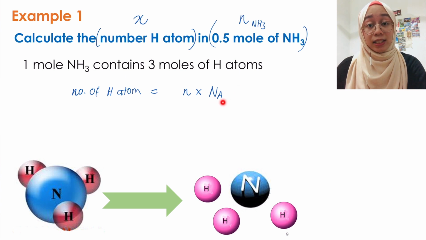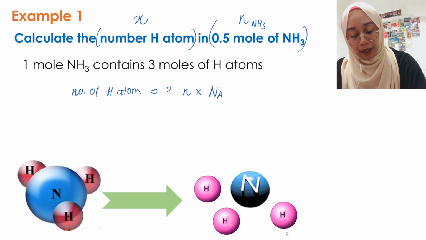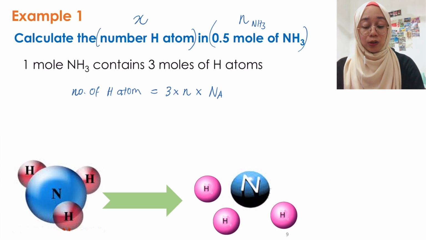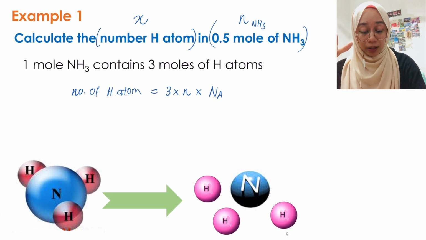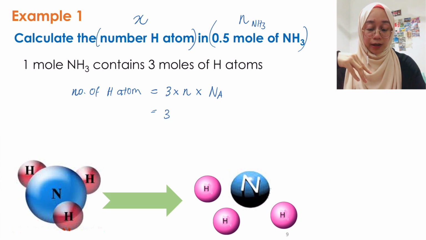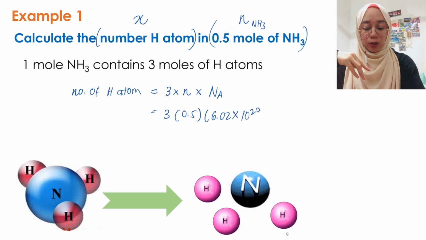So the value of the Avogadro constant is 6.02 exponent 23. The mole has also been given to you: the moles of ammonia is 0.5. At the same time, take note that there are 3 moles of hydrogen atoms in 1 mole of ammonia, so you need to multiply by 3 here. So it is 3 times moles times Avogadro number. Therefore you just substitute the values inside, so you get 0.5 here and then multiply by 6.02 exponent 23.